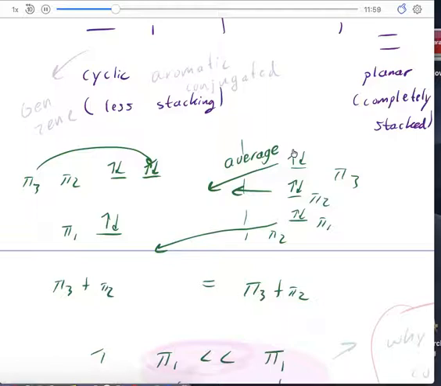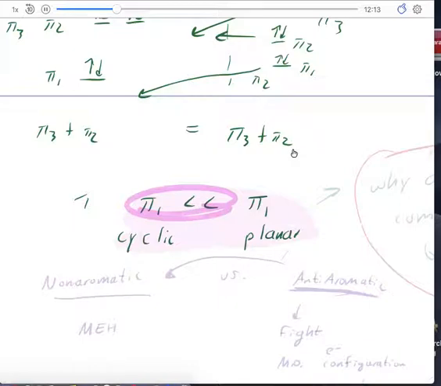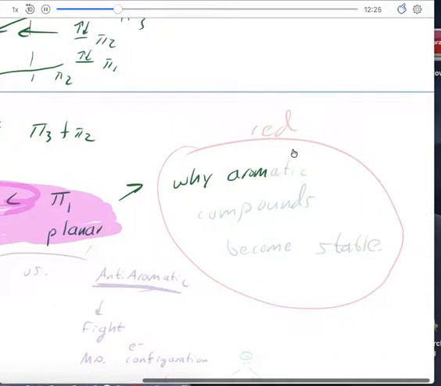And so the reason why aromatic compounds become so stable, whoops, I didn't want to erase it. What color do we like? We like pink. Now let's make that thicker. This whole thing right here is the reason why aromatic compounds become stable.